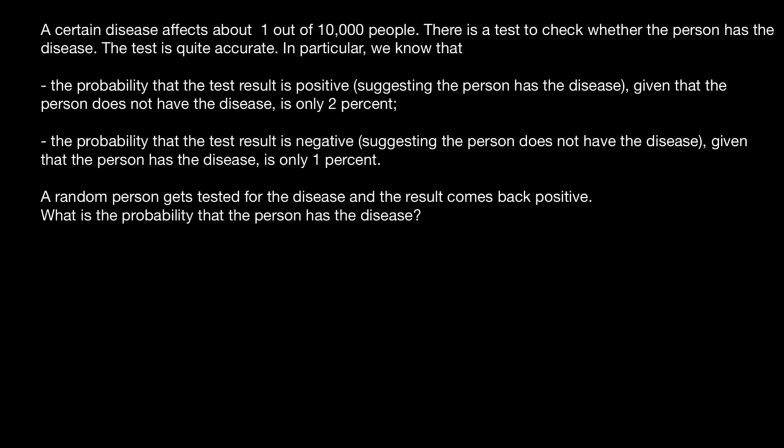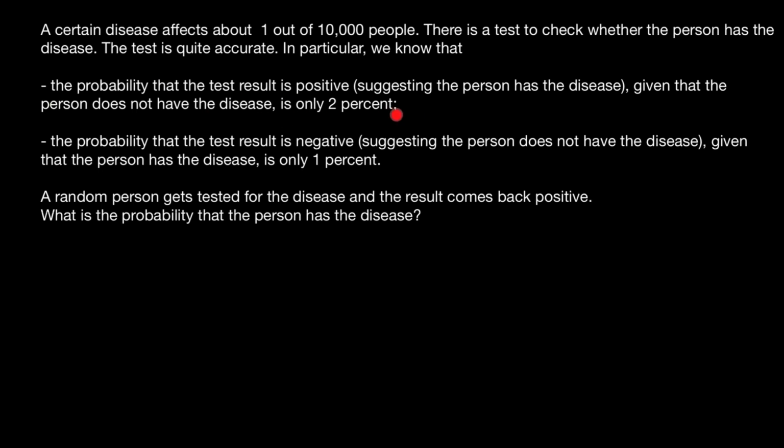And here's the problem: a certain disease affects 1 out of 10,000 people. There is a test to check whether the person has the disease. The test is quite accurate. In particular, we know that first, the probability that the test result is positive, suggesting that the person has the disease, given that the person doesn't have the disease, is only 2%.